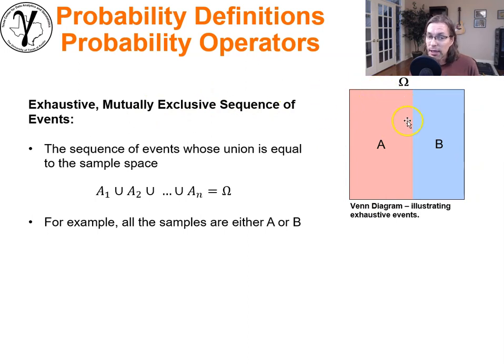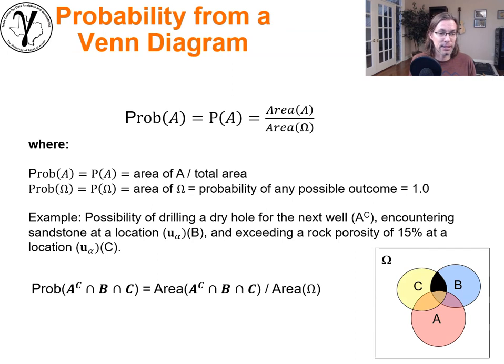Now, if you look really carefully, it's either red or blue. There's no purple. There's no overlap. There's no gap between A and B. There's no not A and not B. It's all going to be either A or B. Okay, so that's exhaustive mutually exclusive events. We're going to use that to solve some interesting problems later on.